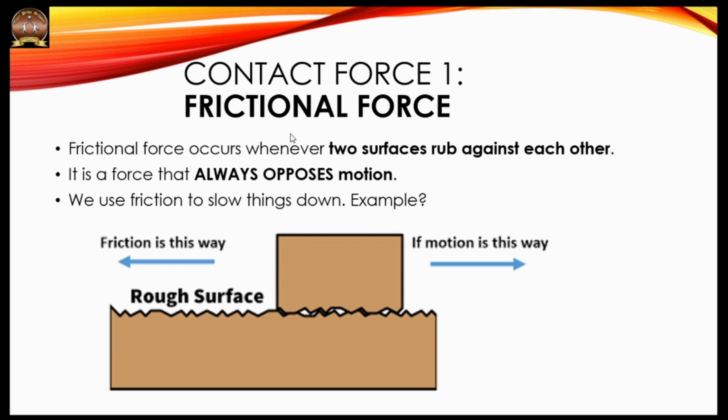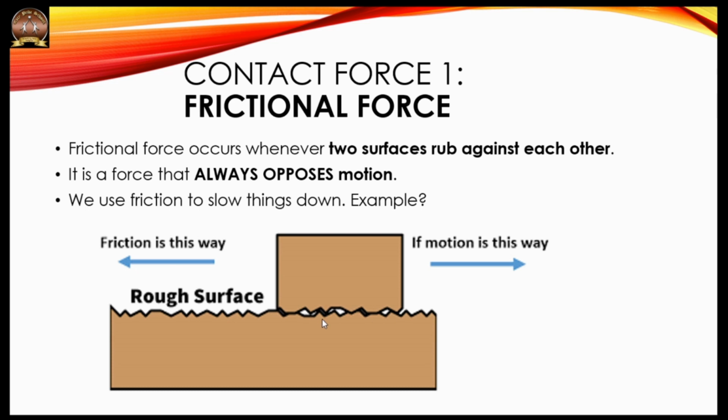Frictional force is an opposing force which comes into play only when objects are in motion. That is, when objects are moving. So frictional force occurs whenever two surfaces rub against each other. It is a force that always opposes motion or acts in a direction opposite to that of the direction of motion.